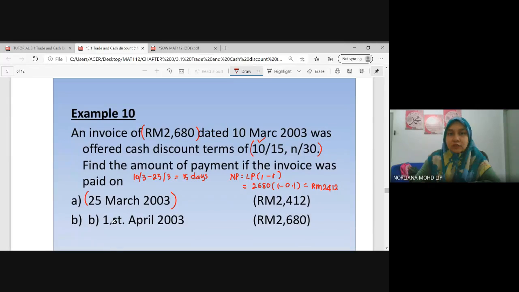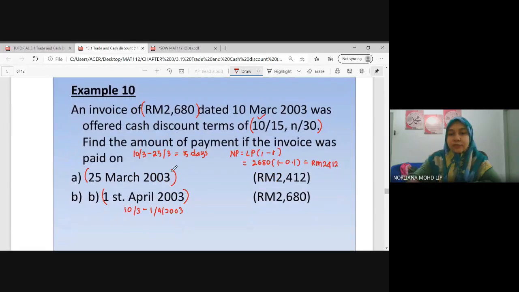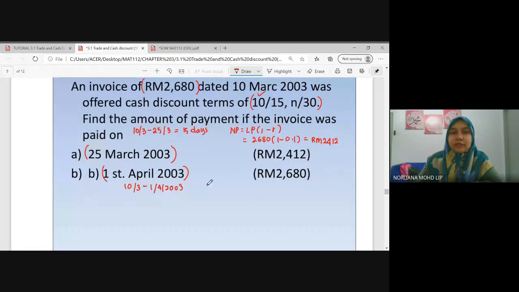Okay, untuk ni the invoice was paid on 1st April. Kena kira 10 March until 1st April, ada berapa hari. Walaupun awak dah tahu dia tak ada dapat diskaun. Kena kira 31 until 10, 21, and then 1st April, 1. So 22 days, no discount lah.